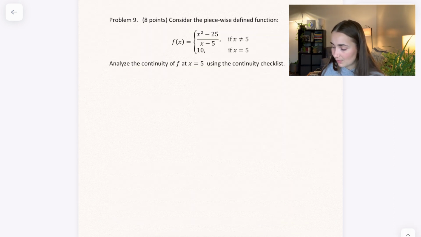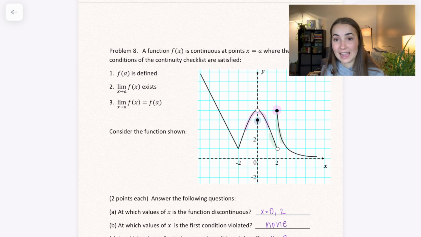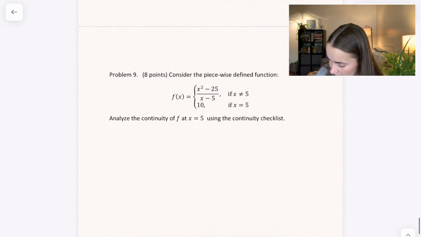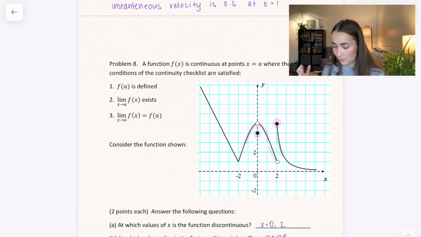Alrighty, so now we're going to consider this piecewise function, and we're going to use the list from the previous problem to analyze the continuity of f at x equals 5. So let's go ahead and look at the checklist. Part 1 is f of a defined. So let's go ahead and go down. We're going to write out part 1, and we're going to say f of 5. And let's go ahead and see what that's equal to. That's going to be defined when x is equal to 5, and our value is going to be 10. So this is going to equal a value of 10. So we're good for part 1. Let's go ahead and move on to part 2. The limit as x approaches 5 of f of x needs to exist.